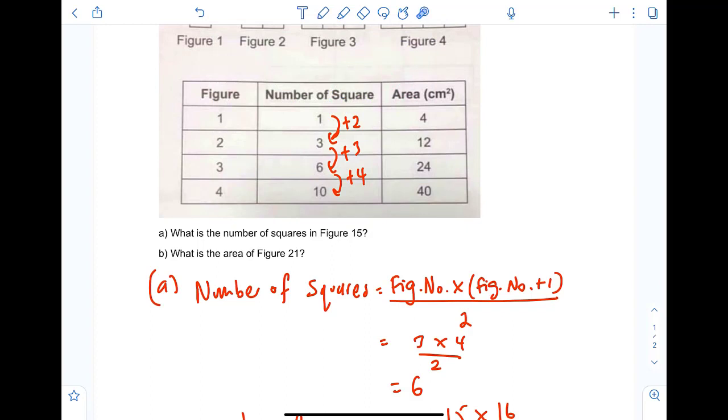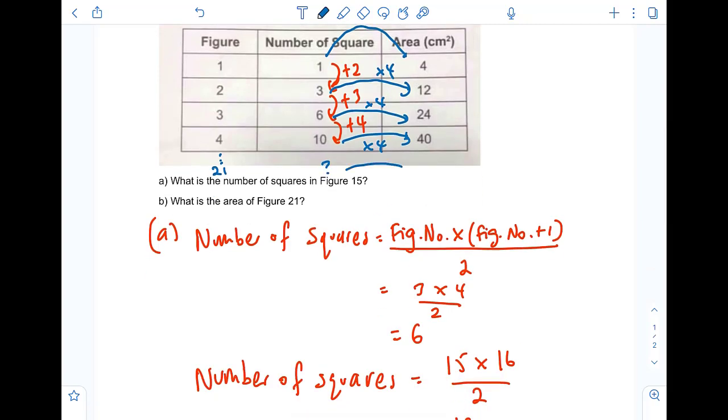Now notice this, there is a relationship between the squares and the area. What is the relationship? You are multiplying by 4, because the area of each square from the question is actually 4 cm squared. 1 times 4, 3 times 4, 6 times 4, 24. 10 times 4, 40. So what do you need to do to find the area of figure 21? You need to know the number of squares first, and then you times 4 to get the area.